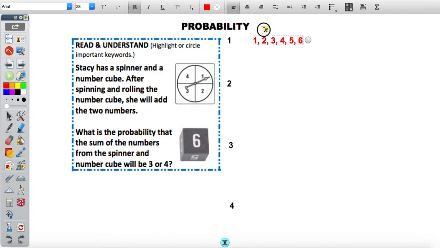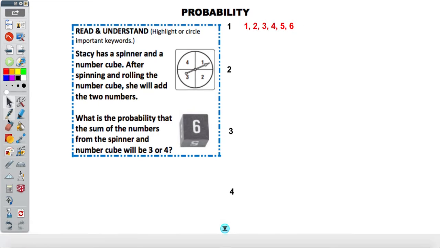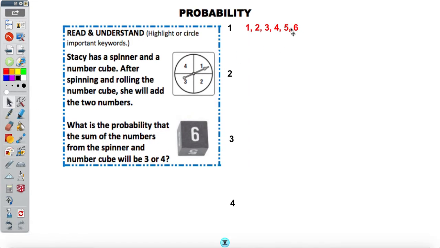So again, all we're doing for the sample space is listing all the possible outcomes. Now, if Stacy spun a 2, she would also have, again, all the possible outcomes of 1, 2, 3, 4, 5, or 6. In fact, that would be all the possible outcomes for each one.